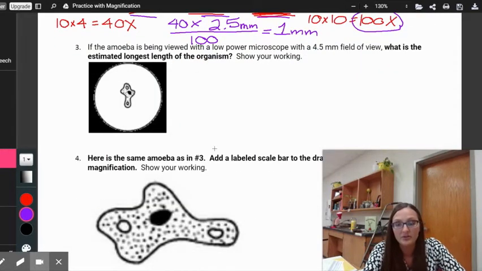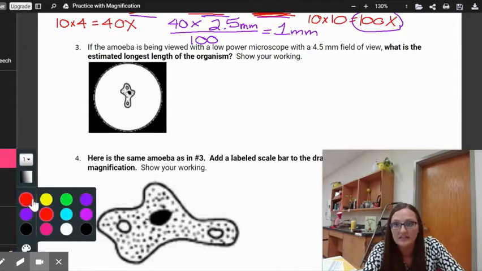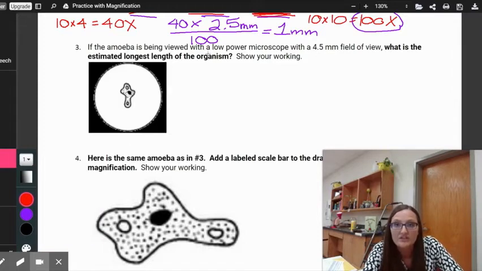All right, number 3. If the amoeba is being viewed with low power, so here I go again. I need to highlight and underline. Okay, so if the amoeba is being viewed with low power with a 4.5 millimeter field of view, then what is the estimated longest length of the organism? And then you need to show your work. And in other places, they call it show your working.